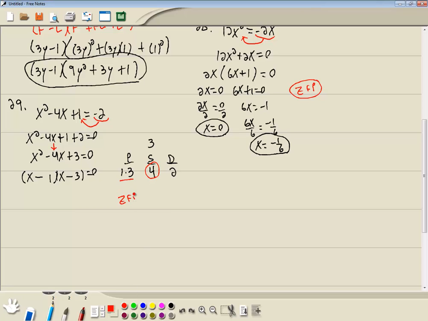Zero factor property. You get 0 on one side, you factor the other side, you set each factor equal to 0. So I'll set x minus 1 equal to 0, and I'll set x minus 3 equal to 0. Which gives us x equals 1, and x is equal to 3. And those will be your answers.